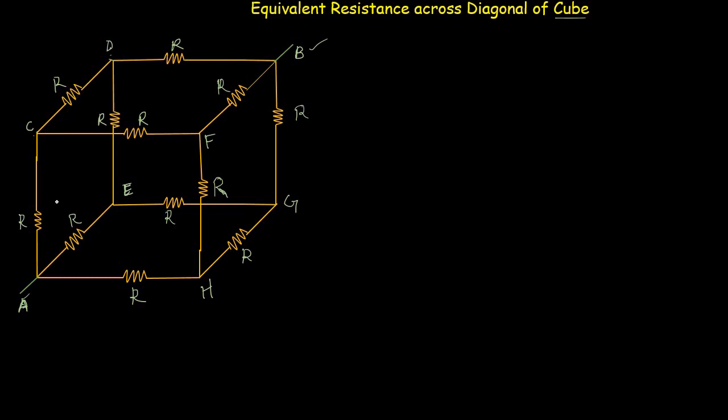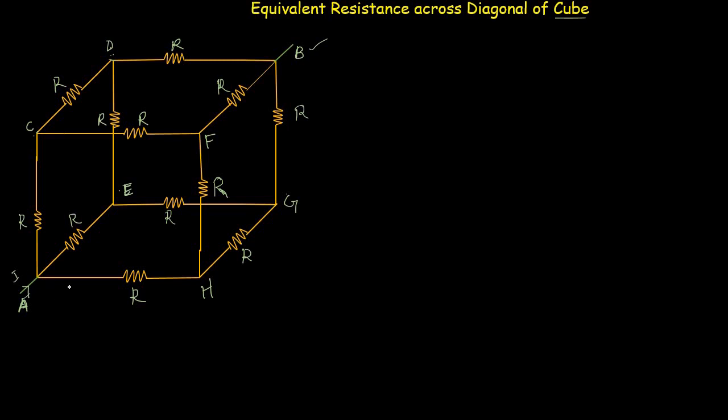So for simplification purposes, I have already given names to these nodes, which are C, D, E, F, G and H. And we will be solving this cube by using the rules of symmetry and equipotentials. Now, let's consider that the current I is entering at this point A.